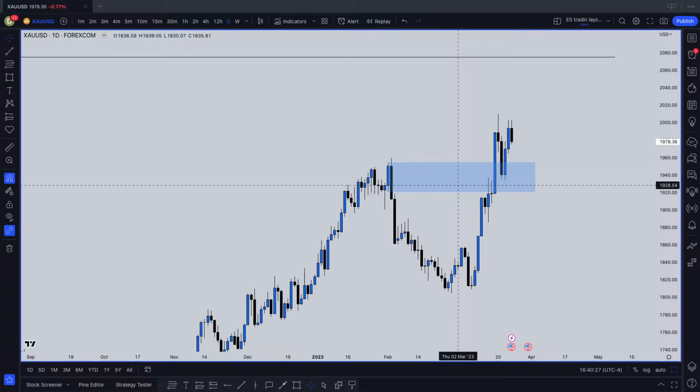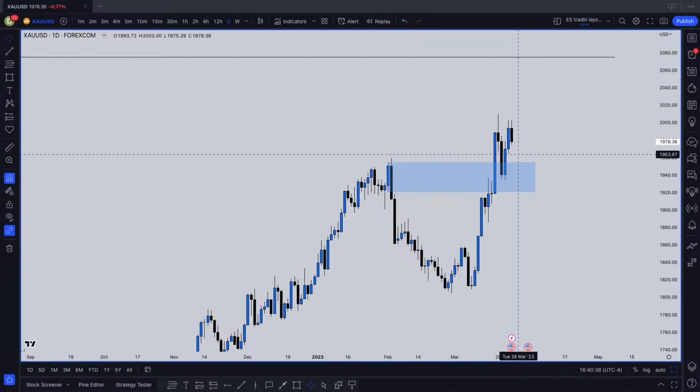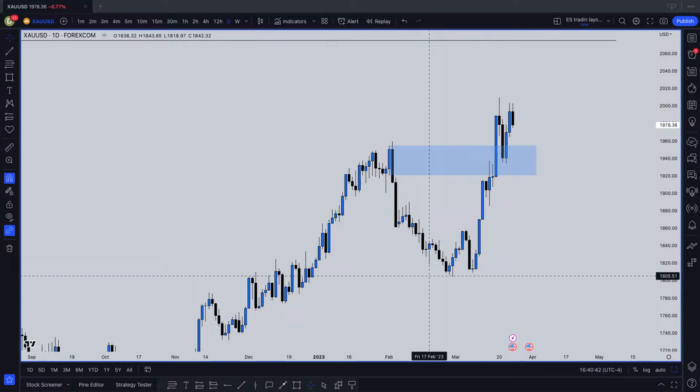So that's the only reservation I have about further upside continuation, these several technical factors. But as long as we stay above the breaker and fair value gap, we are seeing higher gold prices. If we trade below these key levels, then I will look for these relative equal lows to be taken.